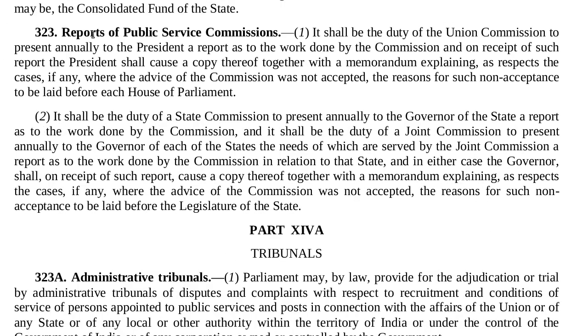Article 323. Reports of Public Service Commissions. 1. It shall be the duty of the Union Commission to present annually to the President a report as to the work done by the Commission, and on receipt of such report the President shall cause a copy thereof together with a memorandum explaining, as respects the cases, if any, where the advice of the Commission was not accepted, the reasons for such non-acceptance to be laid before each House of Parliament.